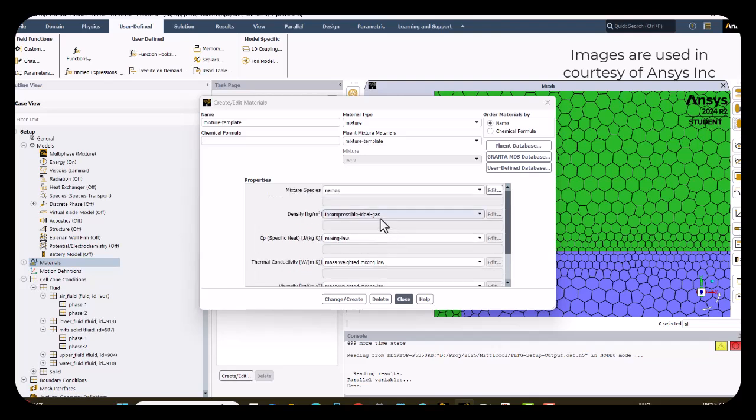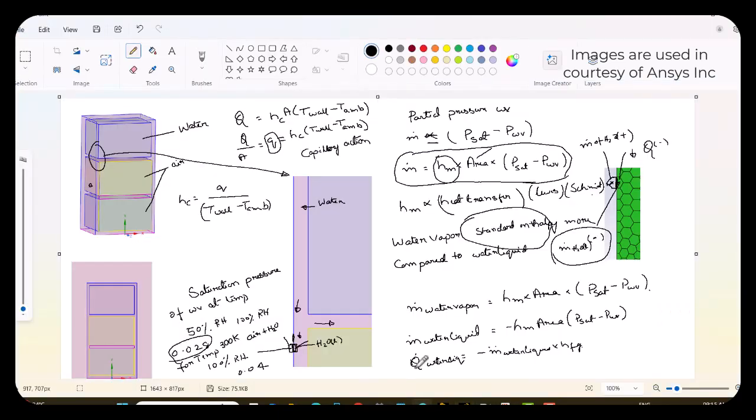I have considered incompressible ideal gas because my pressure is atmospheric pressure and it doesn't change, so my density purely depends on the temperature. So now my density formula is ambient pressure divided by RT. This temperature I will get from each cell, but pressure will always remain constant, which is ambient. This is for the air-vapor mixture, not here in this area, in this area.